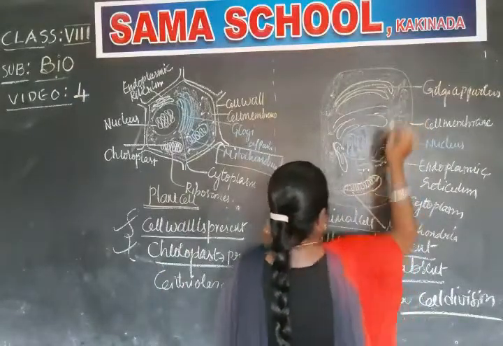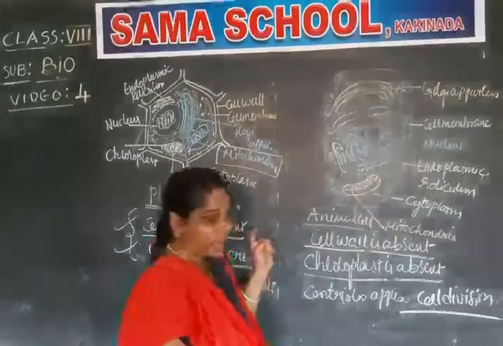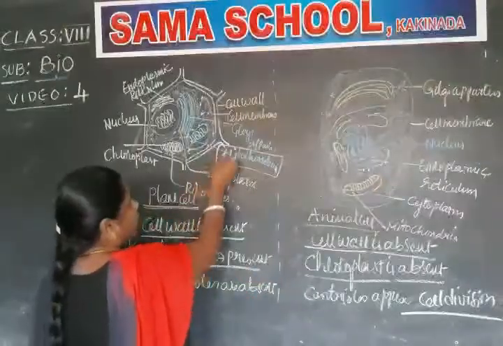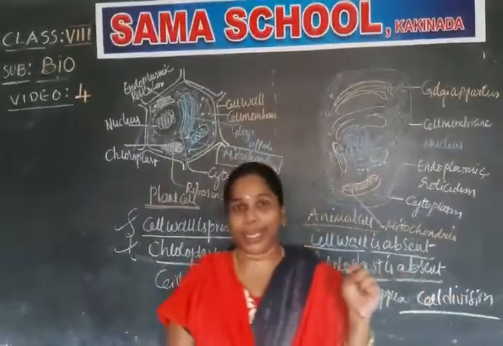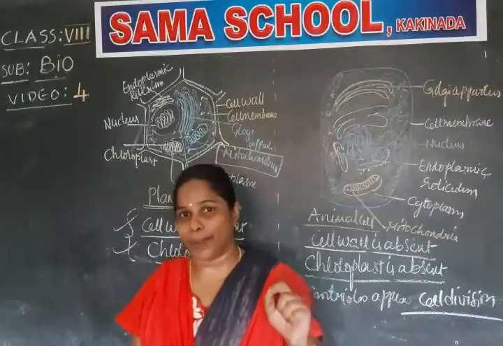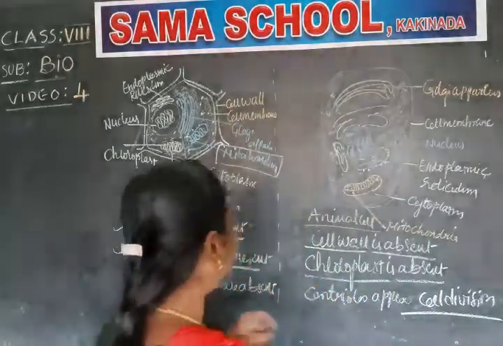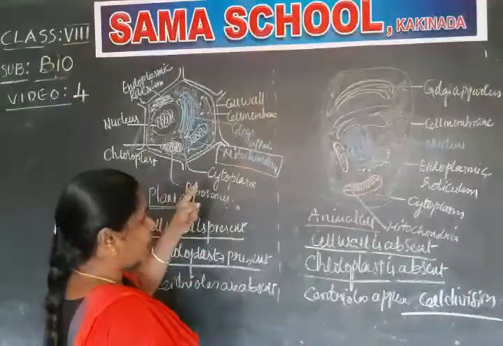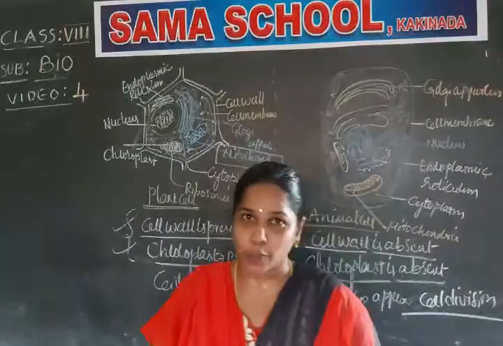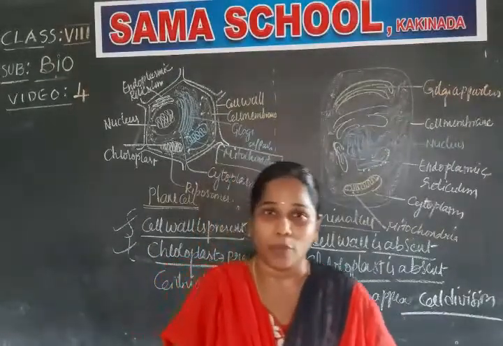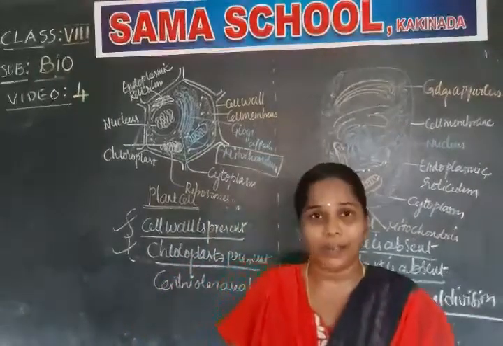This fluid that fills the cell is called cytoplasm, where all the organelles are present. What is the function of chloroplast? Chloroplast is helpful for the preparation of food, so the plant prepares its own food material. Then the Golgi apparatus is mainly useful for transportation of food. The endoplasmic reticulum is helpful for protein synthesis.